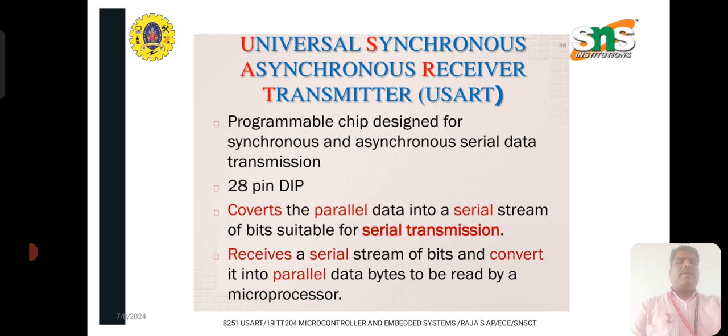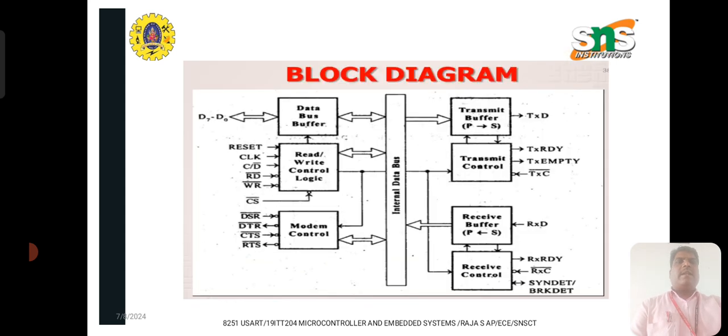Sometimes we may have a purpose of converting parallel input data into serial data, or sometimes delivering serial data into a parallel output. For this purpose, we are going to use the 8251 USART IC. In the previous YouTube video, I discussed the data bus buffer, read-write control logic and modem control. Now I am going to complete the remaining part.